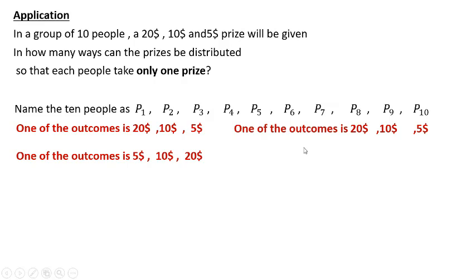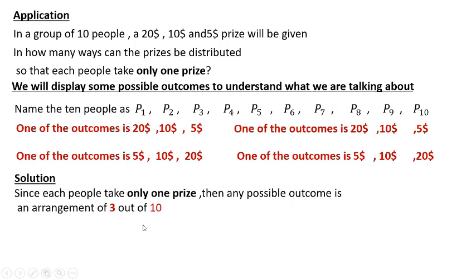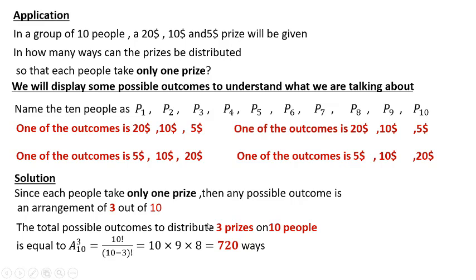Let's display other outcomes. The 3 prizes can be distributed as $20 for P8, $10 for P9, and $5 for P10. For example, another outcome, $5 for P8, $10 for P9, and $20 for P10. Solution. Since each person takes only one prize, it is the main condition, then any possible outcome is an arrangement of 3 out of 10. Then the total possible outcomes to distribute 3 prizes among 10 people is equal to arrangement 3 out of 10, and the total options are 720 ways.